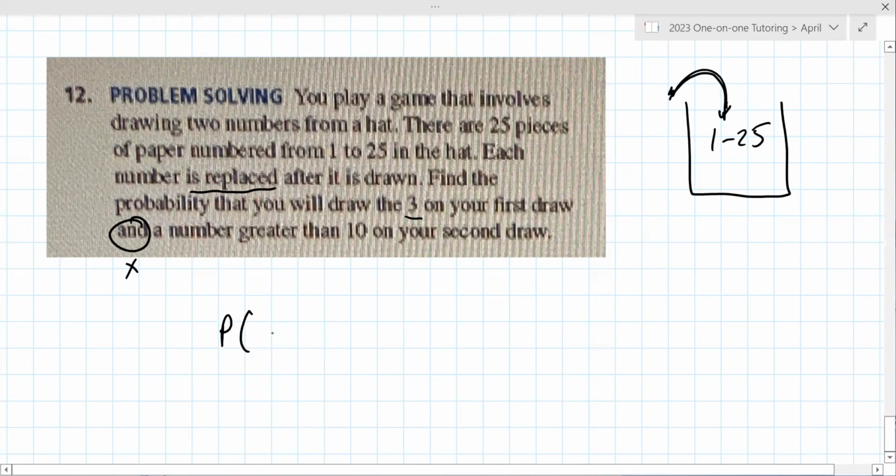So the probability of drawing a 3 is how many 3s are in the hat. How many 3s are in this hat?